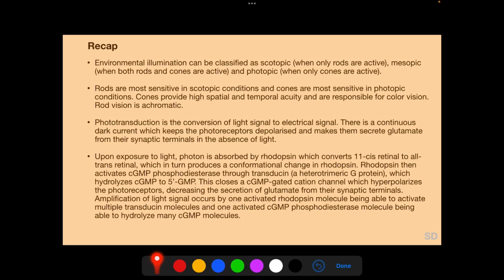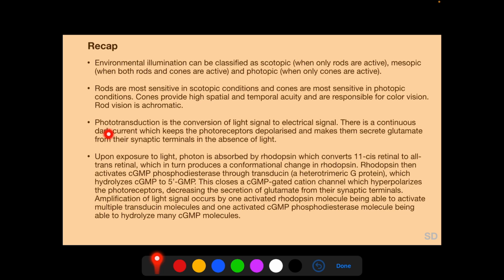To recap the salient points, environmental illumination can be classified as scotopic when only rods are active, mesopic when both rods and cones are active, and photopic when only cones are active. Rods are most sensitive in scotopic conditions and cones are most sensitive in photopic conditions. Cones provide high spatial and temporal acuity and are responsible for color vision. Rod vision is achromatic.